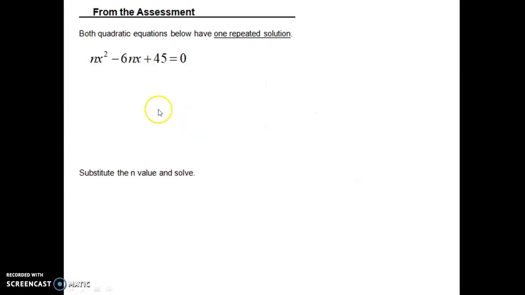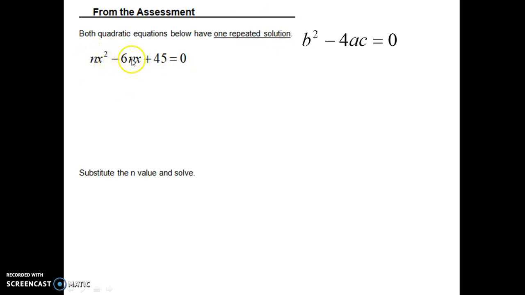Let's look at the next one. This is taken from your assessment that you just had. After you discovered the discriminant rules, you had to try some problems. This was one of the 7-8 problems. Let's take a look. It says this quadratic equation has one repeated solution. That means the discriminant will be equal to 0, because when the discriminant is 0, there's one solution, or one repeated one.